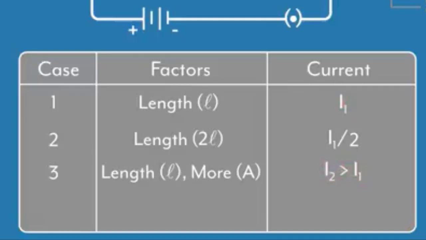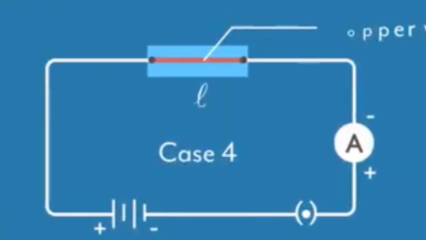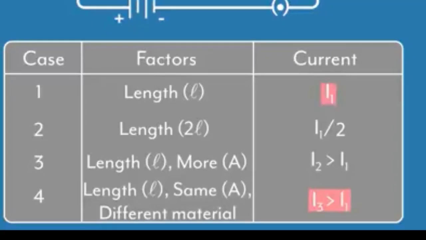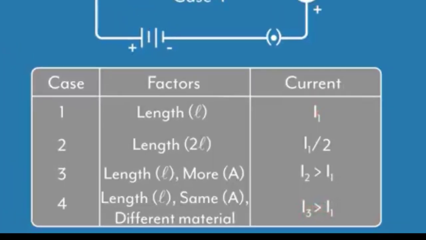Let's try out one last case. We use a copper wire instead of a nichrome wire. The length and cross-sectional area A will be the same as the original wire, but the material has changed entirely. When you measure the current, you will notice that it's more than I1. Now let's understand the results case by case.